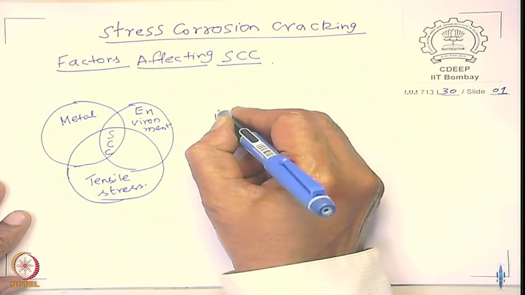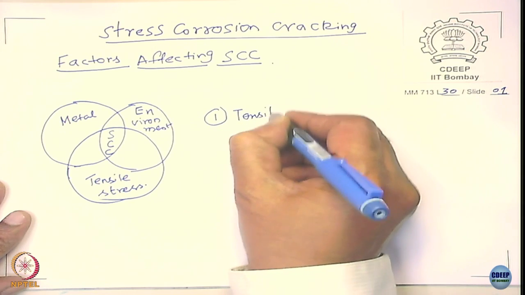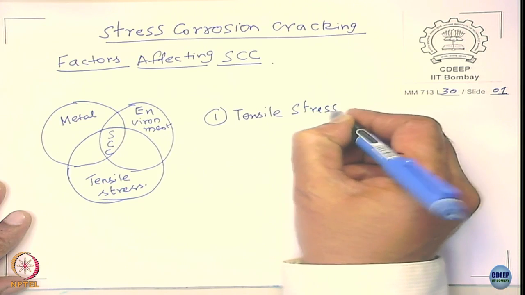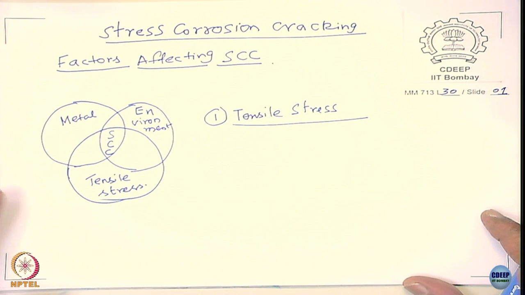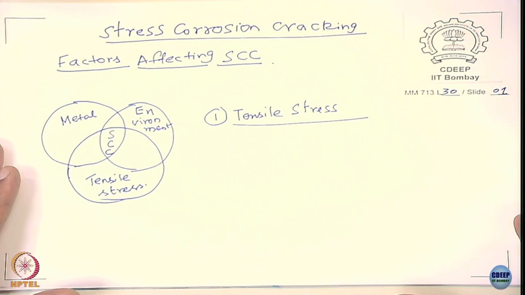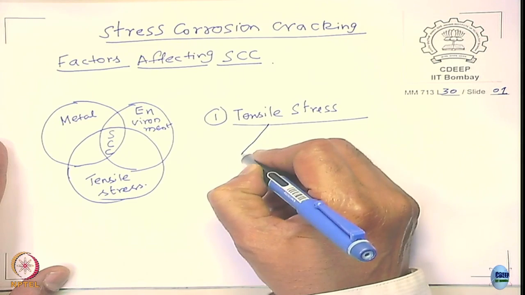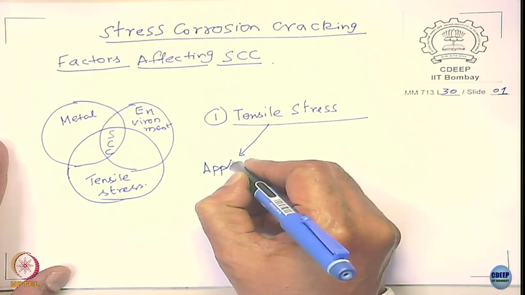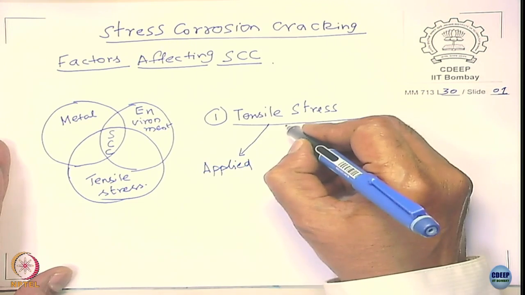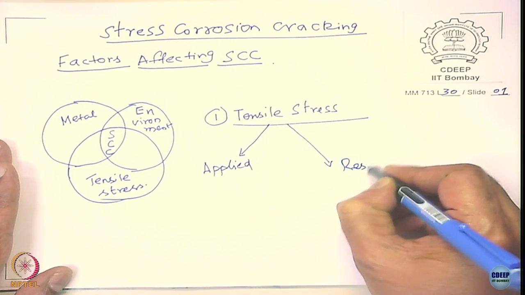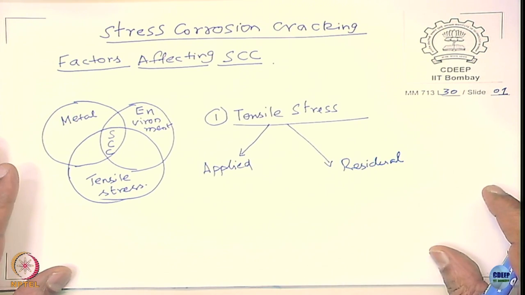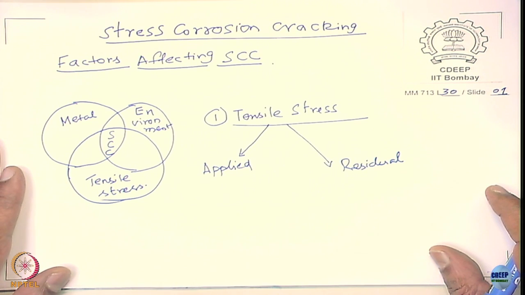Let us start with the tensile stress. Please notice that we are not talking about fatigue, we are not talking about compressive or torsion. We talk about the tensile stresses. The tensile stresses acting on the material can be classified into two categories. One, it is applied. The other, residual stresses.